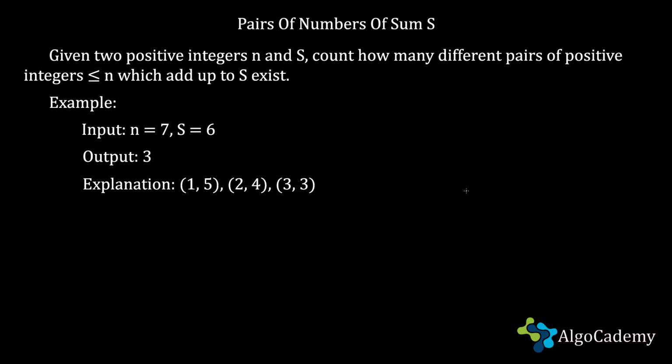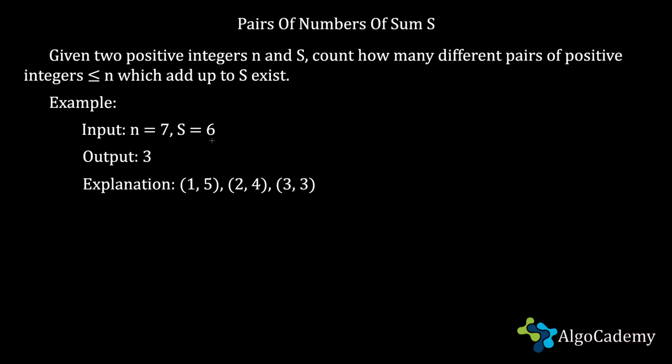Alright, hello to the pairs of numbers of sum s problem. So, given two positive integers n and s, we have to count how many different pairs of positive integers, which are less than or equal to n and add up to s, exist. We have our example in which n equals 7 and s equals 6.